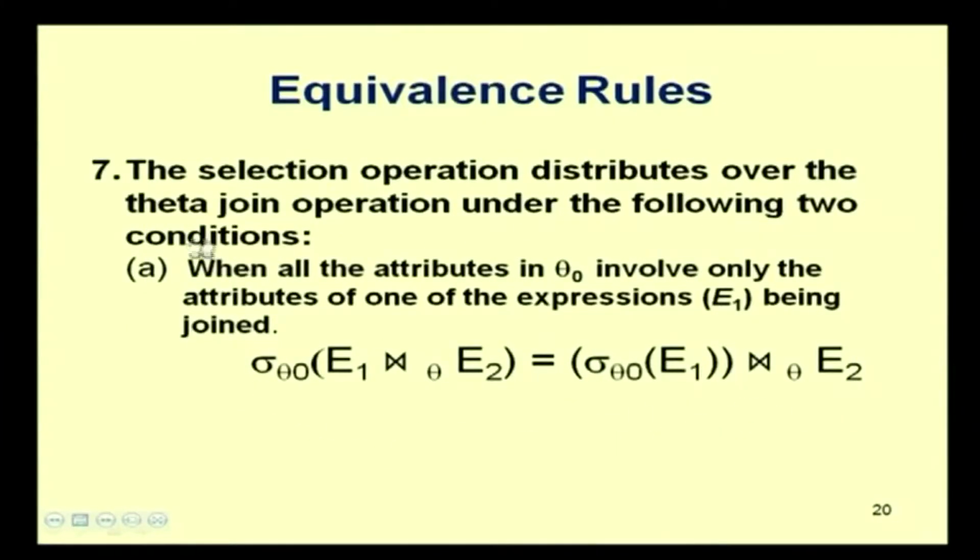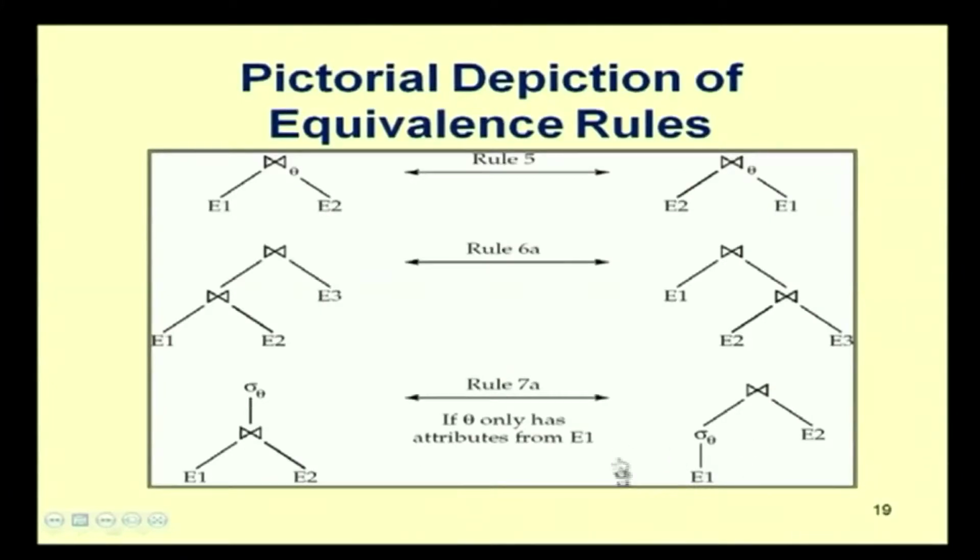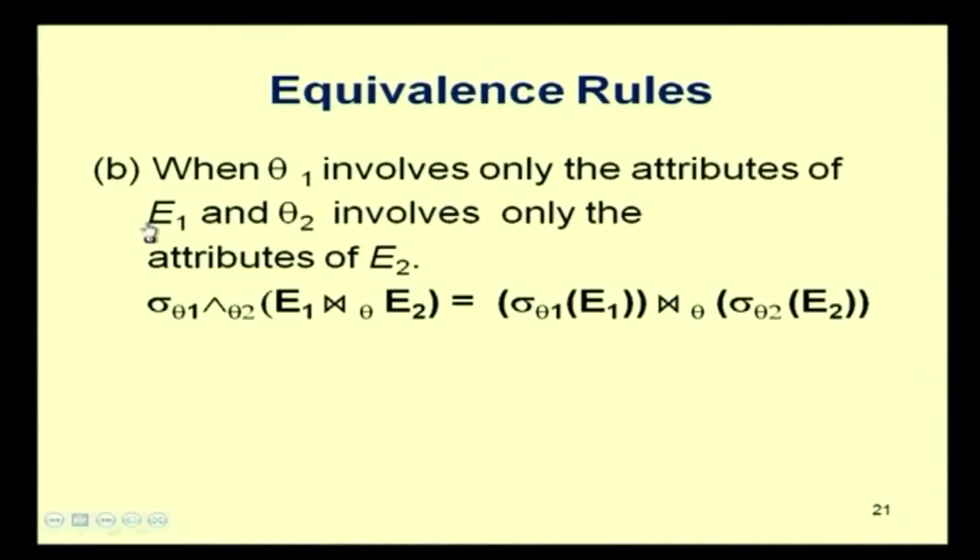The selection operation distributes over the theta join under the following two conditions. First, when all the attributes in theta involve only the attributes of one of the expressions. Here the theta is only concerned with this expression, then you can do this. Similarly, when theta 1 involves only the attributes of E1 and theta 2 involves only the attributes of E2, then you can do it like this. So, that is the seventh operation.